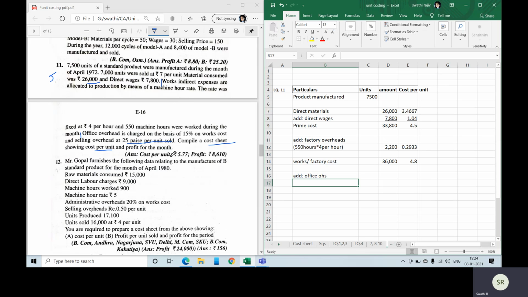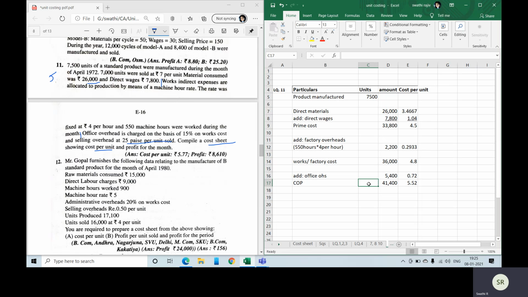Now add your office overheads here. How do we add them? It's charged on the basis of 15% on works cost. What is your works cost? 36,000. So works cost into 15 divided by 100 will fetch you 5,400, and unit cost of that, divided by 7,500, you will get 0.72. So these two together are 41,400, and here it is going to be 5.52. This is going to be called your cost of production.